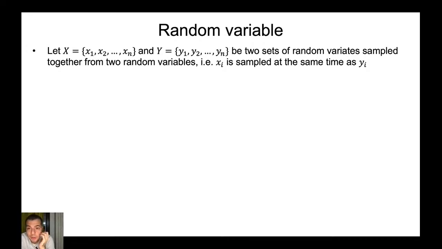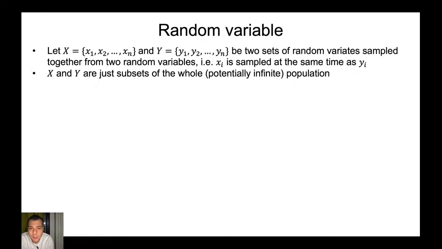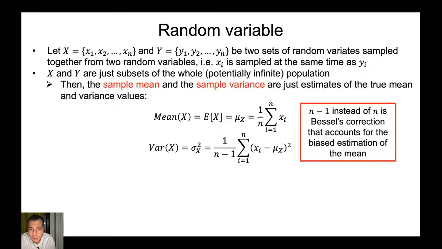The random variable can be sampled together, at the same time, with another random variable. I think I'm discussing the next slide. So here we just have two sets of random variates that are sampled together from two random variables.